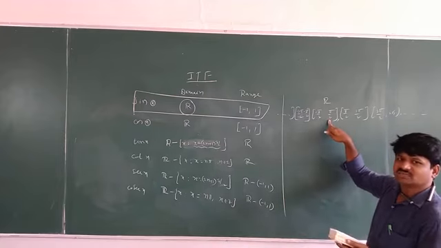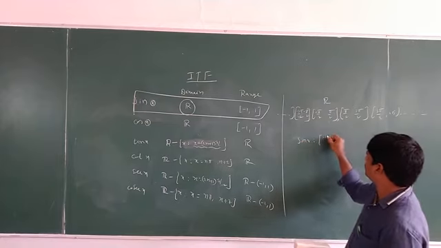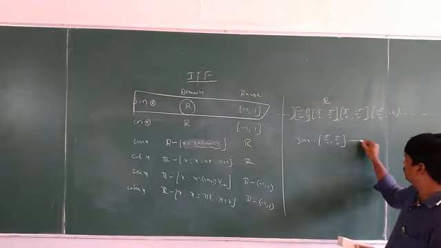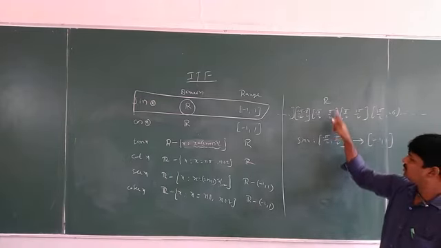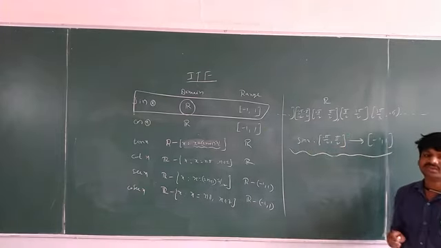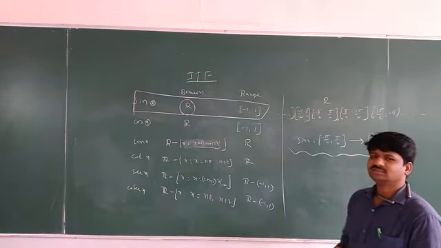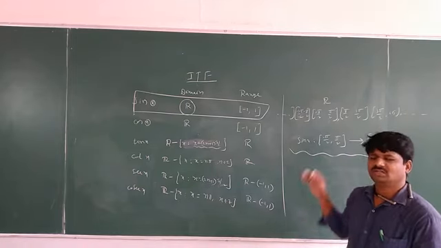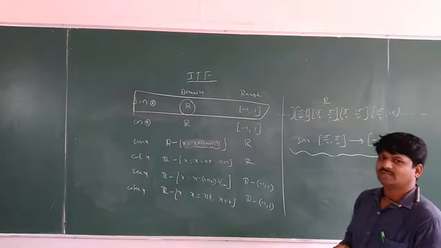After restricting, now we define the function sin x from closed minus pi by 2 comma pi by 2 to closed minus 1 comma 1. If you take this interval as the domain and closed minus 1 comma 1 as the range, then this function is a 1-1 function and also onto. Then it is invertible, bijective. Bijective means invertible. Invertible means you can define the inverse.